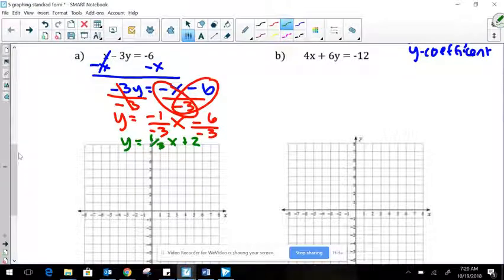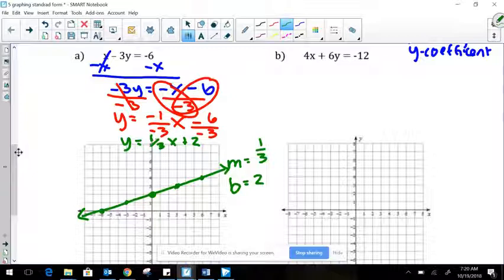So my y-intercept, my b, is 2. My slope is 1/3. So we'll go up to 2, and then rise over run. So I go up 1, right 3. Then the exact opposite: down 1, left 3. And then draw your line with your arrows. Okay, so that's how we graph a line in standard form. The hardest part is getting the equation in y equals mx plus b format.